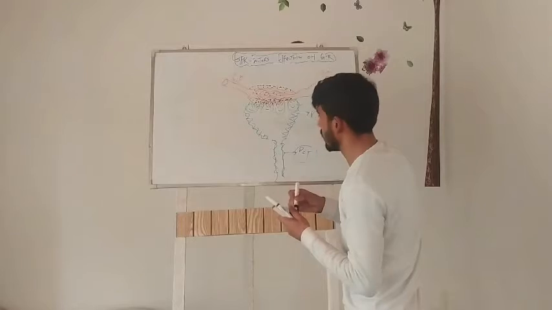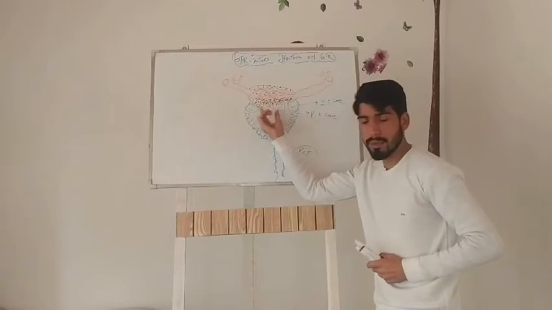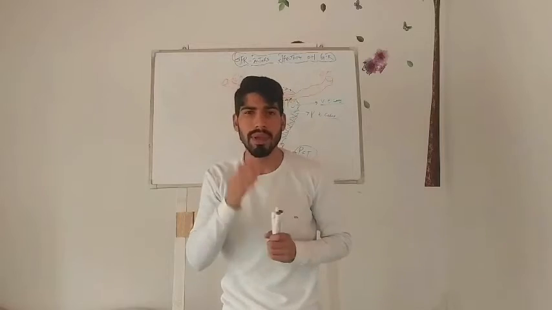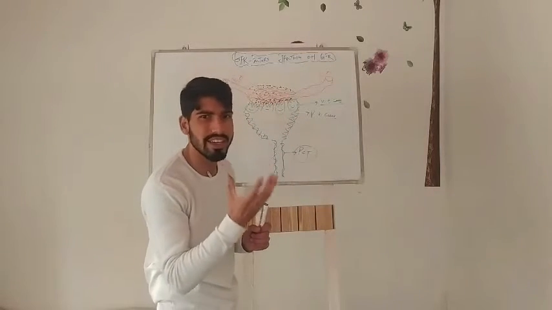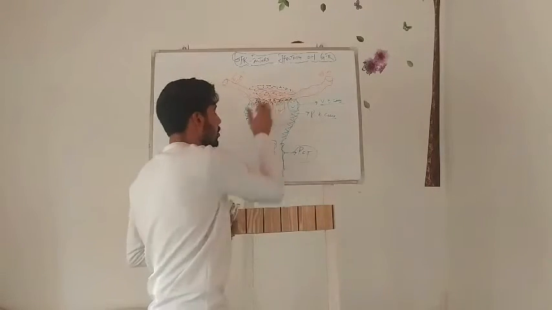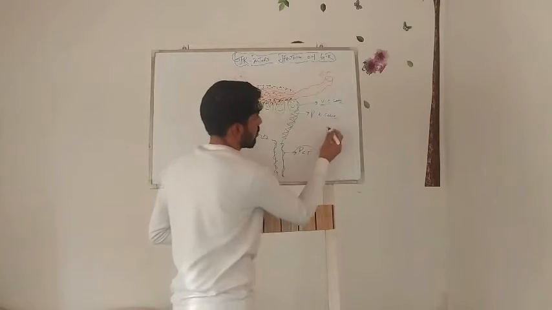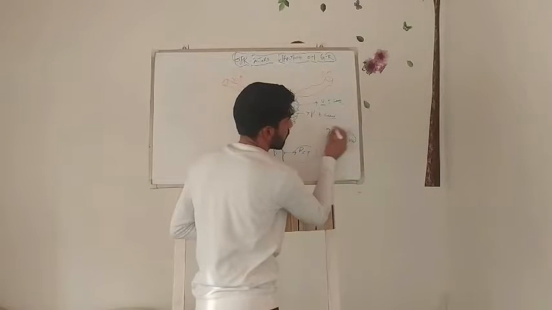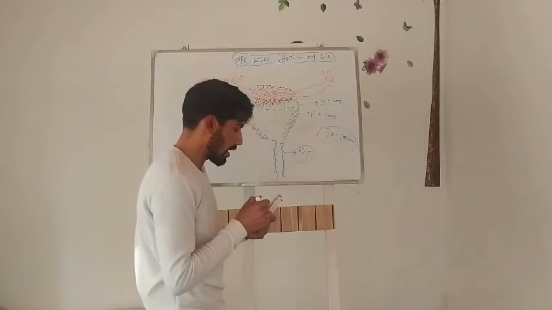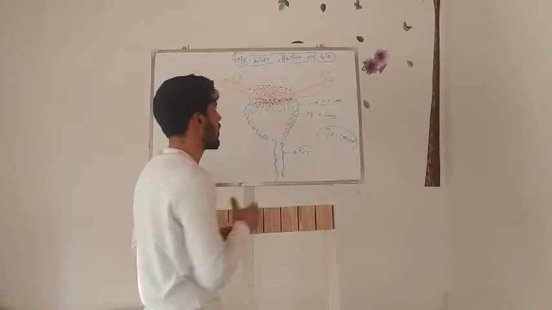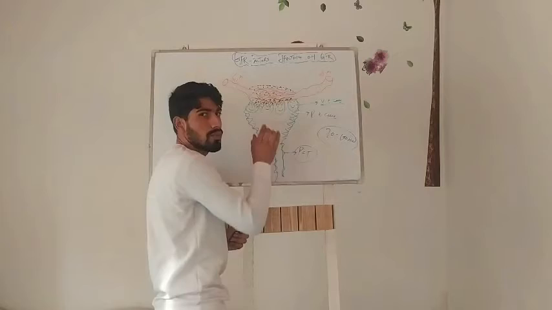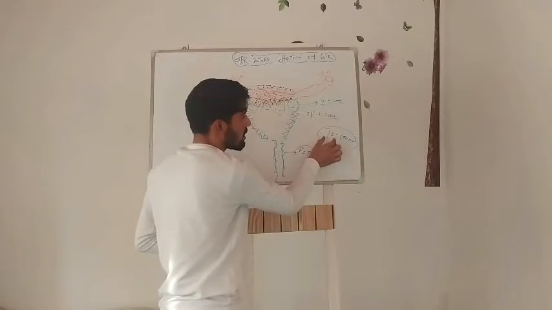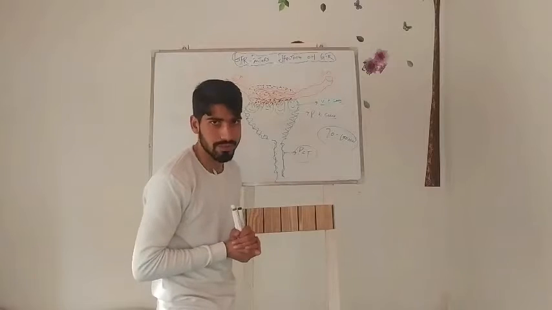Let me clear it first. So these are the fenestrated capillaries. Fenestrated capillaries are capillaries that have many small tiny holes, and the diameter of those holes is 70 to 100 nanometers.